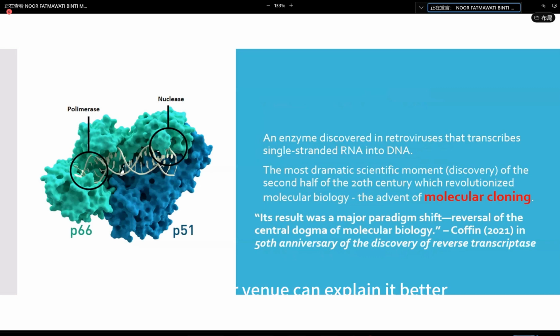I think maybe Dr. Venu can explain it better because Dr. Venu is the infection virus guy. But the one that I want to highlight here is the discovery of the reverse transcriptase from that virus, and why we cannot copy that, instead we use this method.